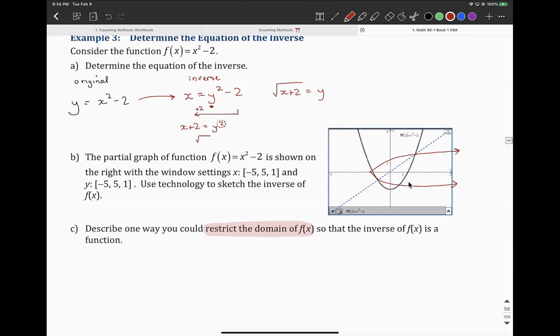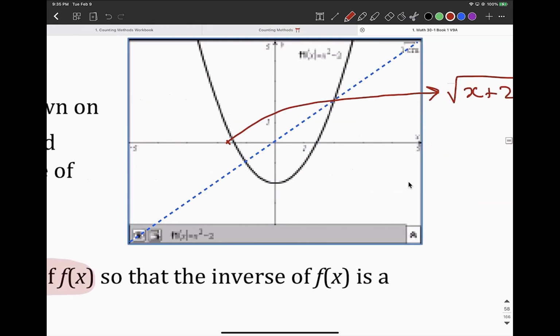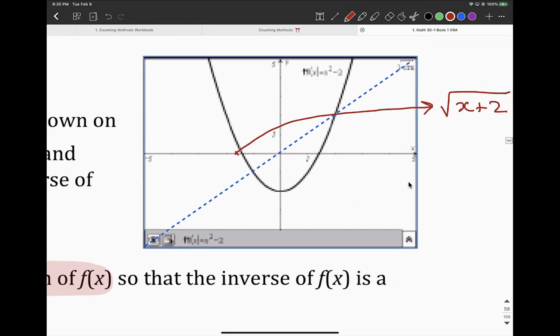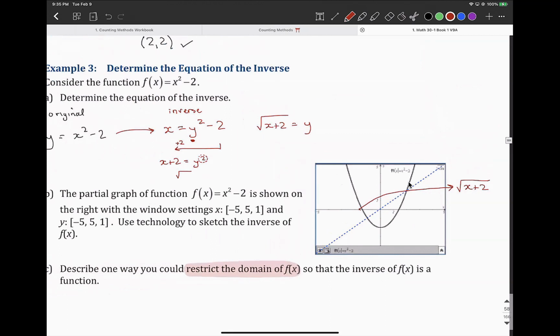Now, the bad news is this is what the square root of x plus 2 looks like. It's just this positive top radical function. And look, that's not the reflection anymore. It's like we're missing a big part of our inverse, because the inverse is supposed to be a reflection. That stuff doesn't just disappear. It's not a really good mirror. That's not what we're looking for here.